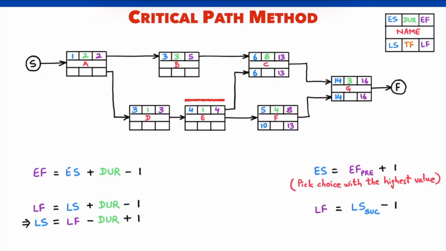For E, we have two successors, C and F. Considering C, the late finish of E should be 6 minus 1 or 5. Considering F, the late finish of E is 10 minus 1, that is 9. We should always pick the choice with the lowest value. The late finish of E is on day 5. This ensures that E is finished before the late start of both the successor activities, C and F.